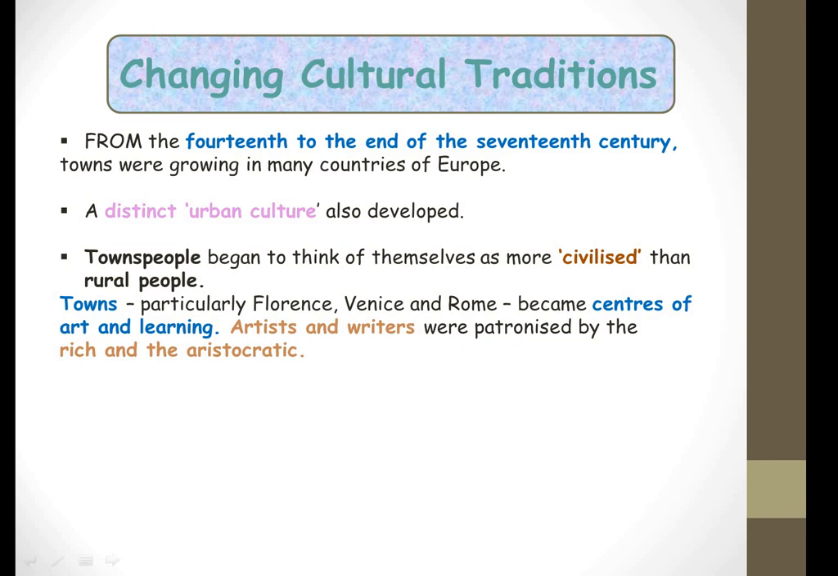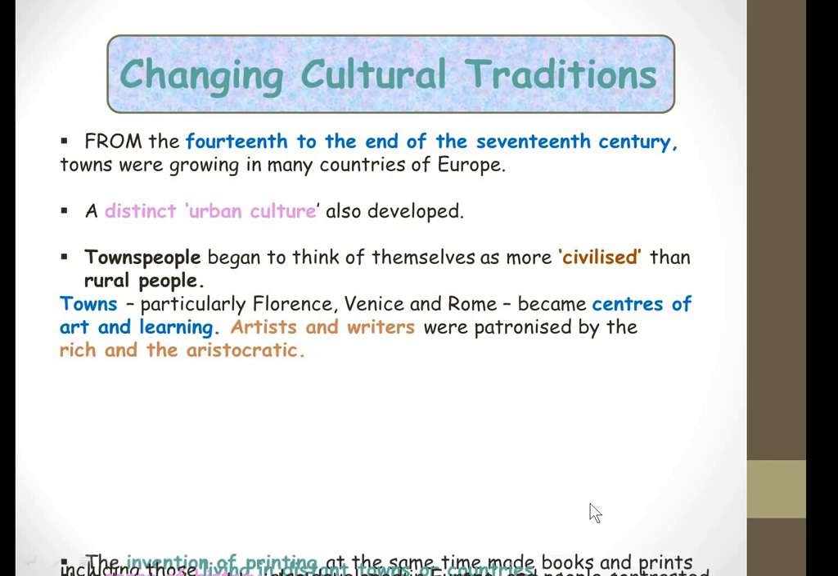Townspeople started calling themselves more civilized than the rural people. Even now we find these differences. Townspeople have more exposure and they call themselves very civilized. Towns means Florence, Venice, Rome. They became the centers of arts and learning, and many people started coming together. They started meeting, and that is why they were more exposed. Artists and writers were patronized by the rich and the aristocratic people. So patronage was a very important system which was followed in those days, and people gave much importance to artistry, writing, and all these kinds of things, and it was patronized by the rich and the aristocratic people.